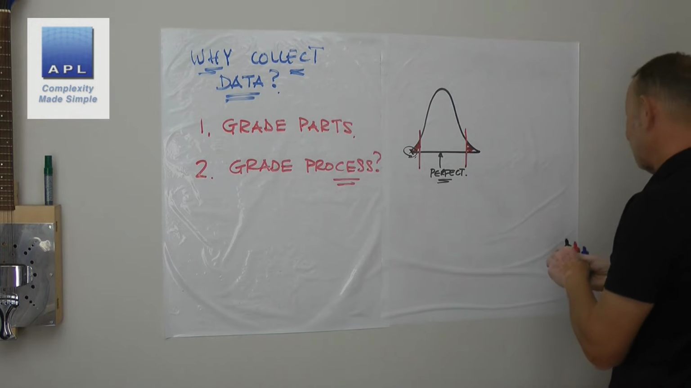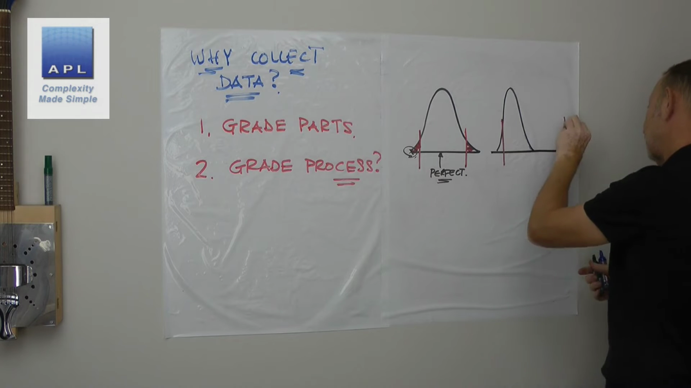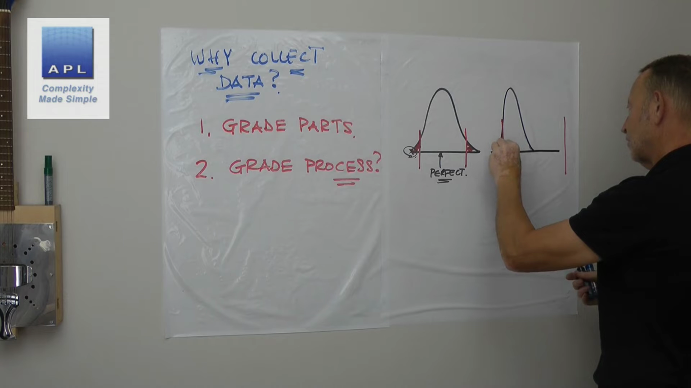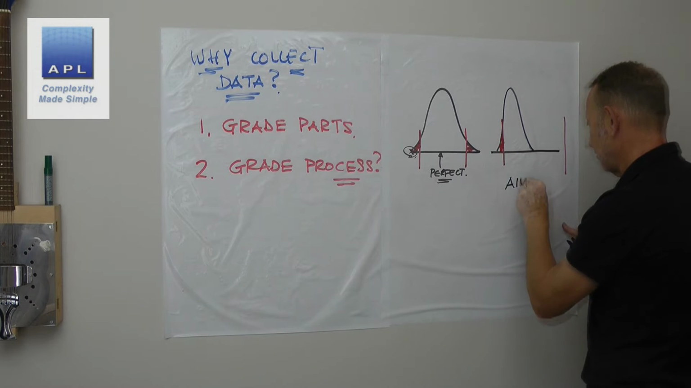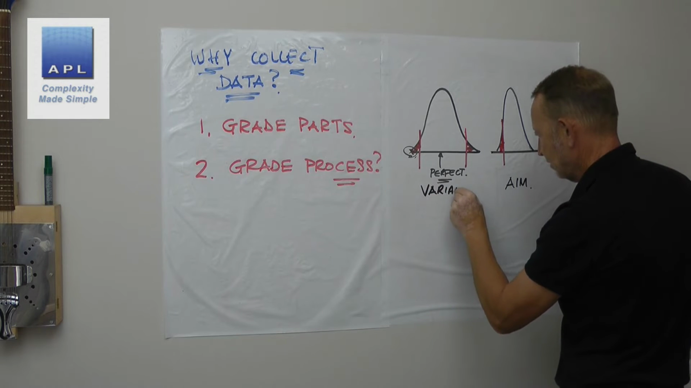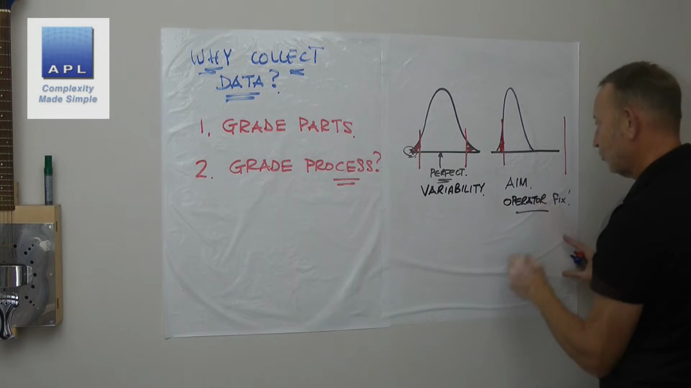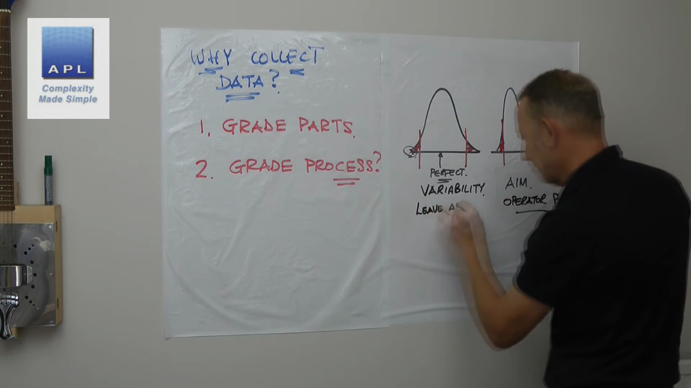Of course, the other problem that the operator could have is this one. Process is perfectly capable of being inside the tolerance, but it's off center. So this one is about aim. This one is about variability. This one, the operator can fix. Please do so. This one, the operator must leave alone.